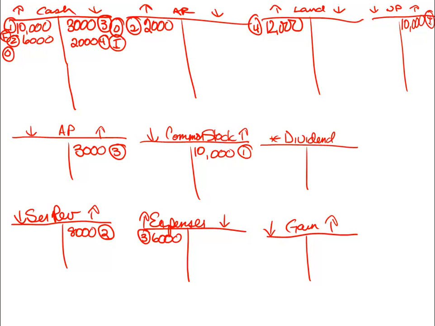Okay. Number 5 is we paid shareholders $400 in dividends. So dividends is being debited, cash is being credited, so that's a financing activity.